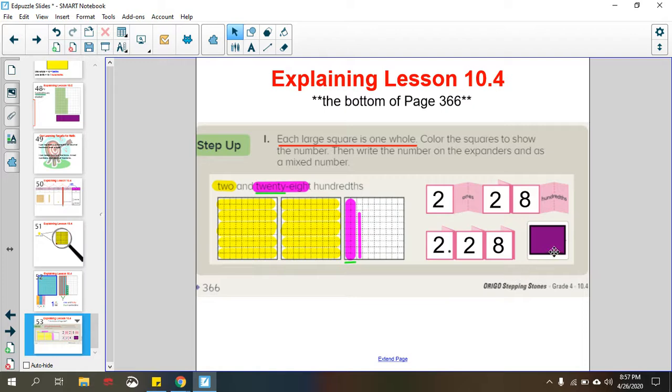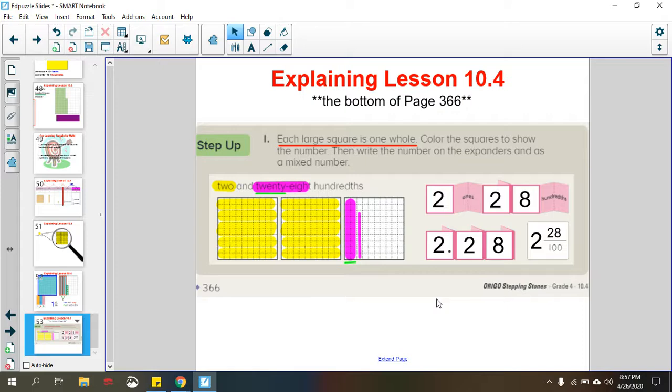And the last way I could write this would be as a mixed number, and I know that I've got 2 wholes and 28 extra pieces, and it takes 100 to make that whole. So this would be 2 and 28 hundredths. And again, all of these look very similar because they all stand for the same number. They all represent the same thing.